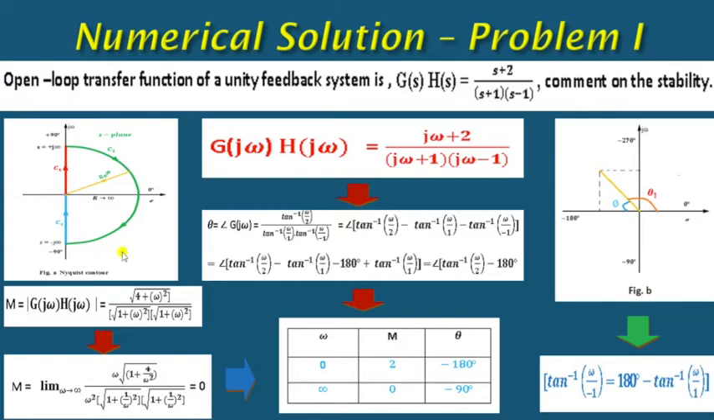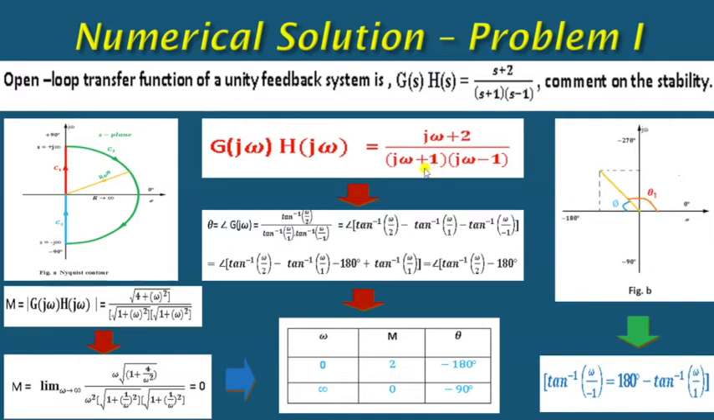So our aim is that this closed contour of the S-plane can be mapped into the G(s)H(s) plane. So first consider the C1 path. It is a polar plot. So first put s equal to j omega in the transfer function. So G(j omega)H(j omega) equals (j omega plus 2) divided by (j omega plus 1) into (j omega minus 1). This is the first part of the polar plot.